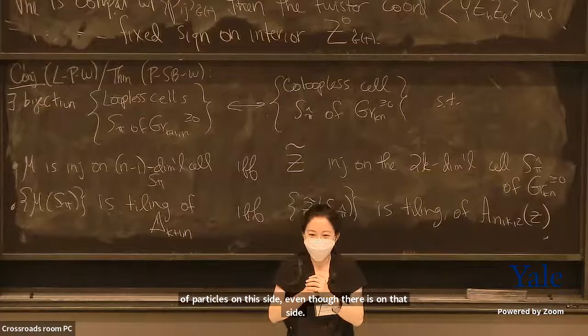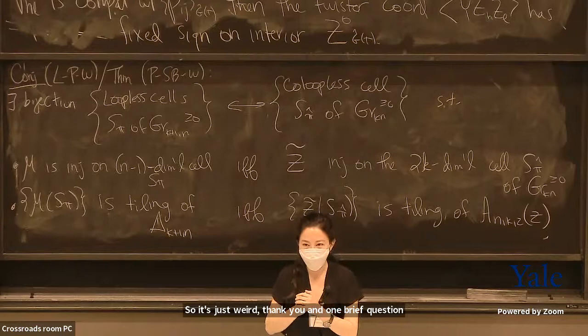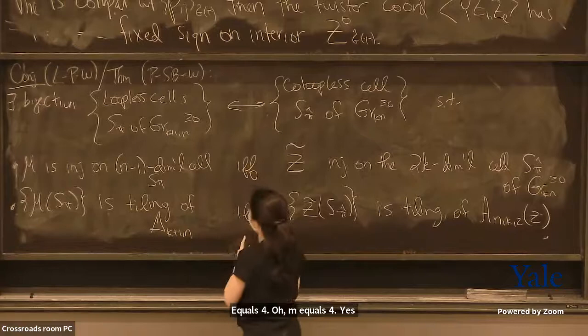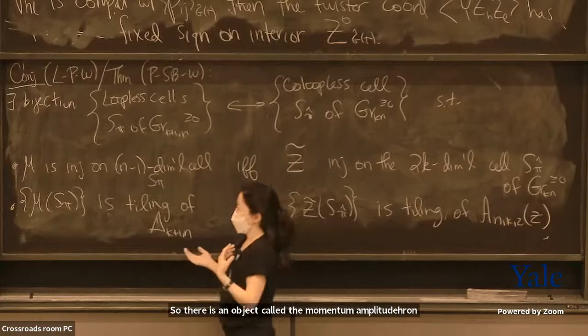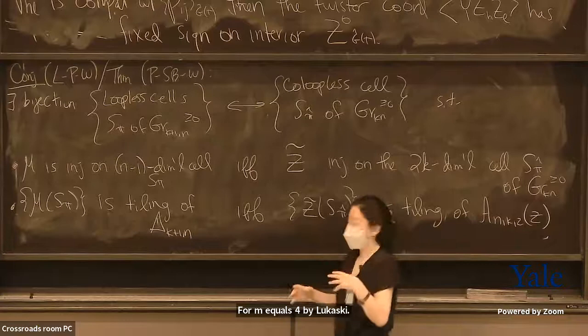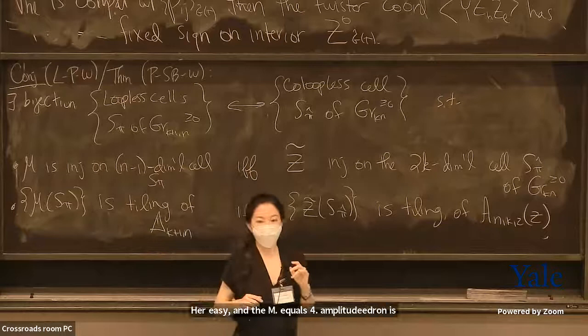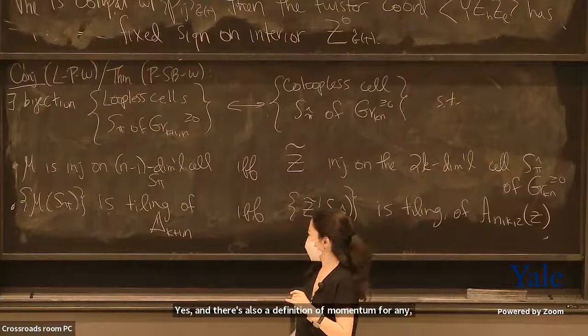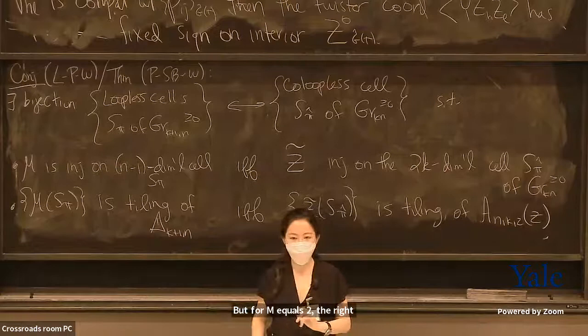Thank you. And one brief question. Do you have a guess what happens when M equals four? So on M equals four, there is an object called the momentum amplituhedron, which was defined a few years ago for M equals four by Lukowski, Parisi and others. And the M equals four amplituhedron is supposed to be the object on this side. There's also a definition of the momentum amplituhedron for any even M, but for M equals two, I don't know; the right object is the hypersimplex. M equals four is physical. So yes, thank you.